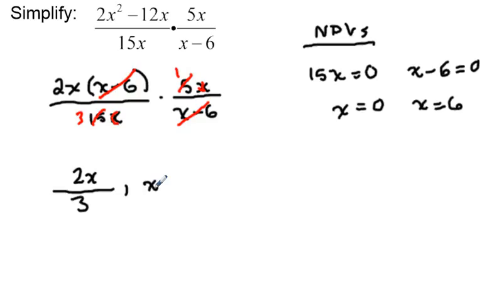And again, I need to write those non-permissible values where I say x can't be 0 or 6 in order to maintain equality with my original expression.